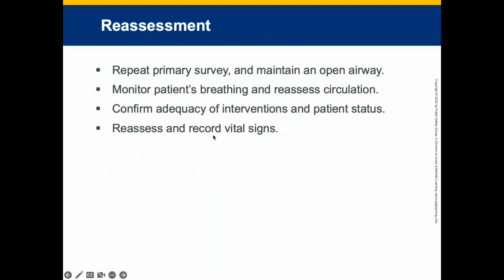Then we're going to do our reassessment. Repeat the primary survey. Maintain an open airway. Monitor the patient's breathing. Repeat 12 leads if need be. Reassess circulation. Determine if there have been any changes in the patient's condition. Confirm the adequacy of interventions and patient status.